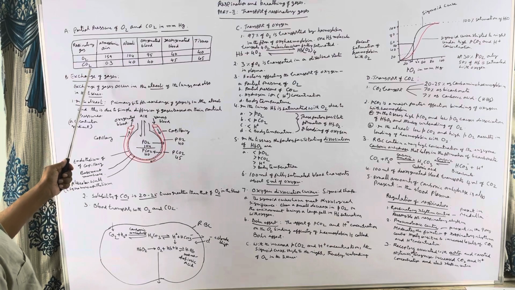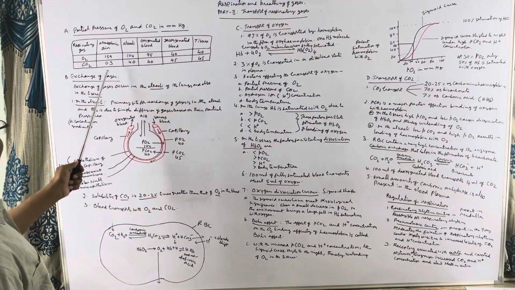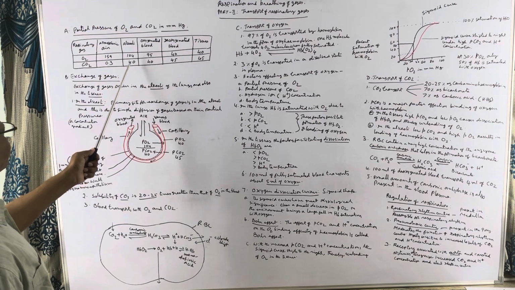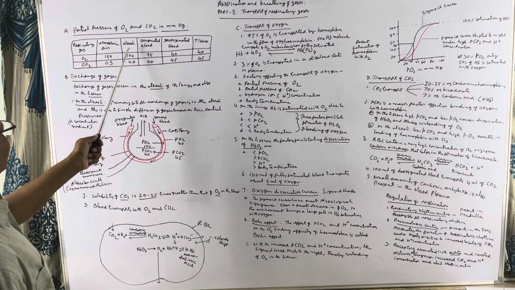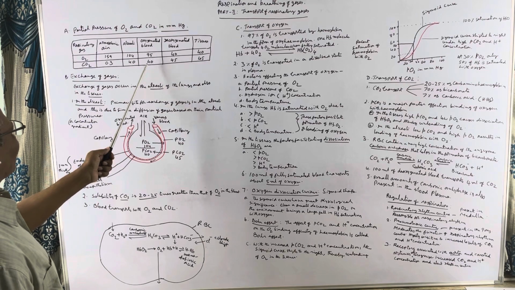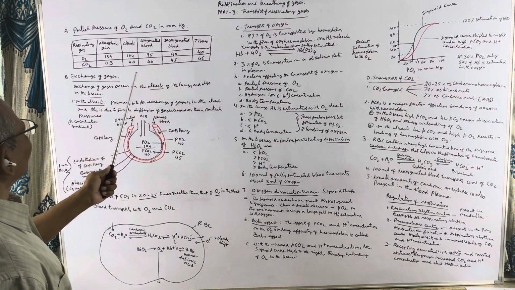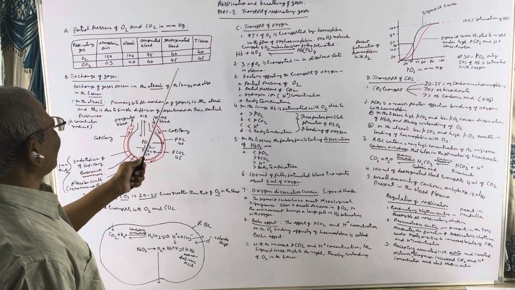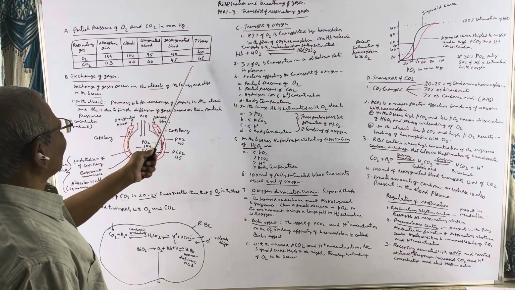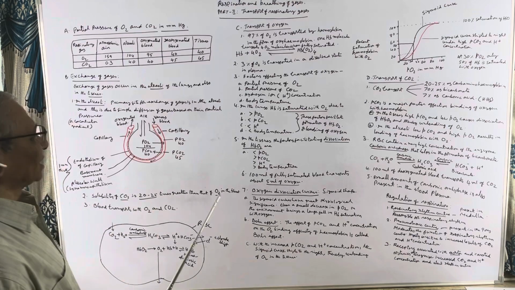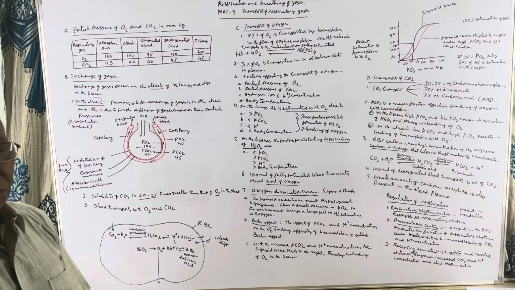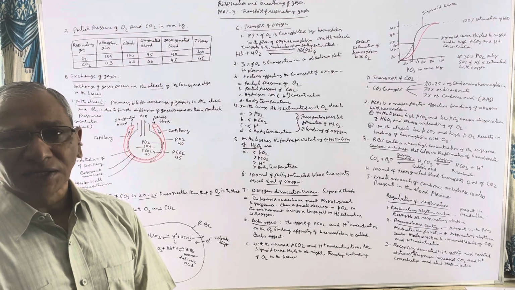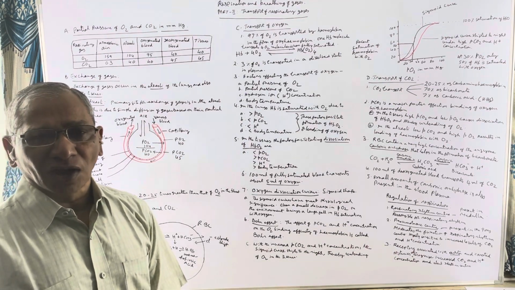That is about the partial pressures of oxygen. Coming to the partial pressures of carbon dioxide, it is 0.3 in the atmospheric air, 40 mmHg in alveoli, 40 mmHg in oxygenated blood or in the arterial blood, 45 mmHg in the venous blood or deoxygenated blood, and 45 mmHg in the tissues. These partial pressures are very important in loading and unloading of oxygen.